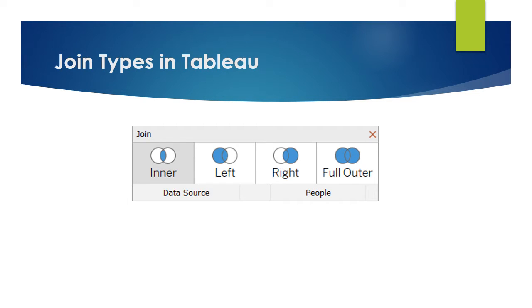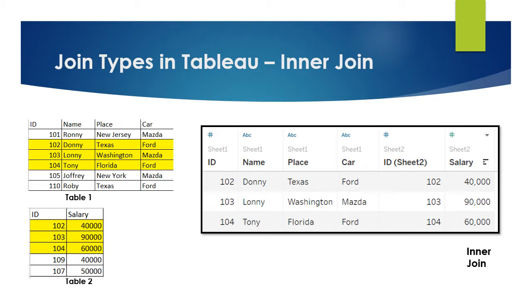In this section, we will be covering the different types of joins in Tableau. There are four different types of joins that you can create with your data sets. You have an inner join, left join, right join, and full outer join. So what an inner join is, let's suppose that we have two tables in our data set.